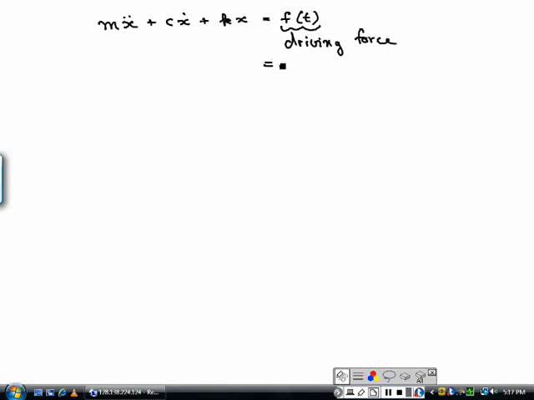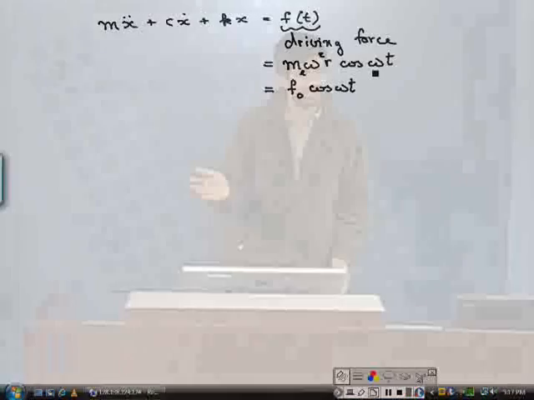In our particular case, we have m e omega squared r cosine omega t. But more generally, let's consider something of the form f zero cosine omega t. Cosine is a sinusoidally varying function. That's what I meant early on when I said we're going to look at special types of driving forces that vary harmonically in time.